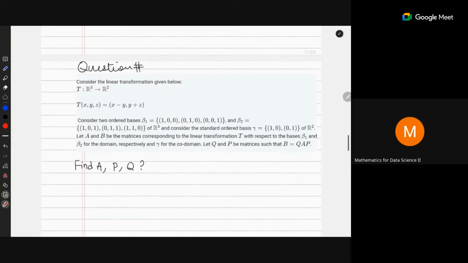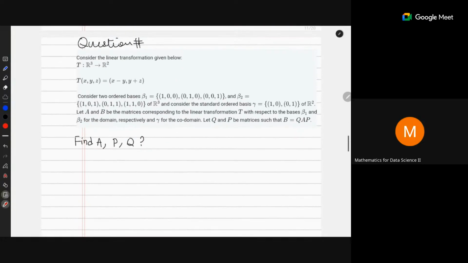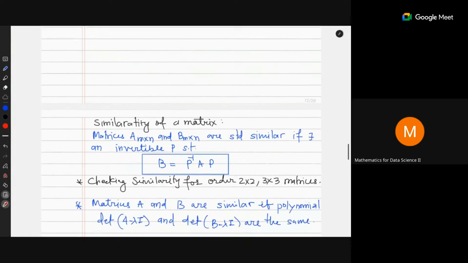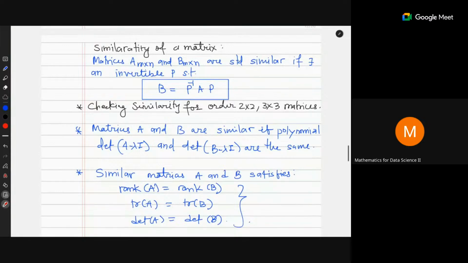Okay. So I'm not solving this question now because I don't have time. I need to finish half of these slides as well. So I'm skipping this question. I have only half an hour remaining. So let's move on to similarity. Similarity of a matrix.